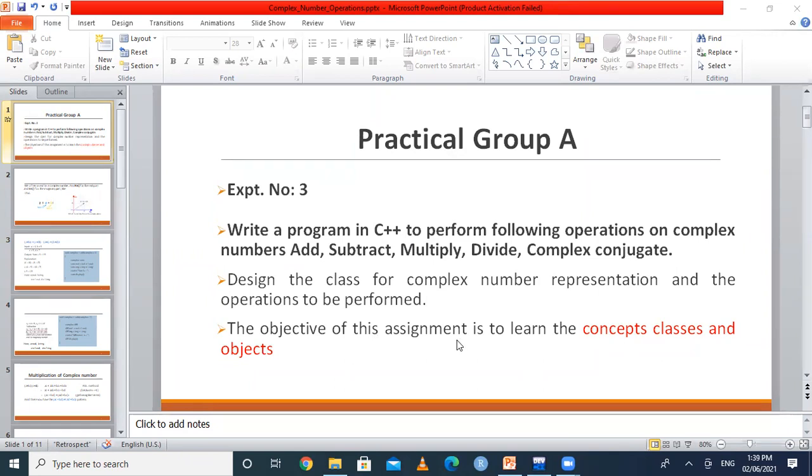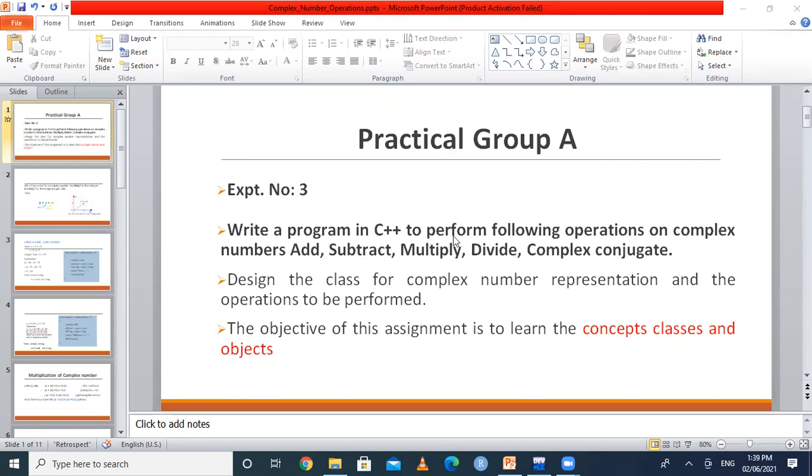The objective of this assignment or experiment is to learn the concept of class and object. We know that a class is useful for combining variables of different data types, like a structure in C language. So it is similar to the class in C++. There is only one difference between class and structure. In case of structure, you cannot declare a function inside a structure, but you can declare a function inside a class, and these functions are called member functions. So this is the aim of this experiment.